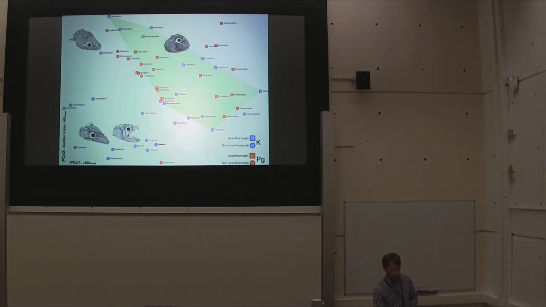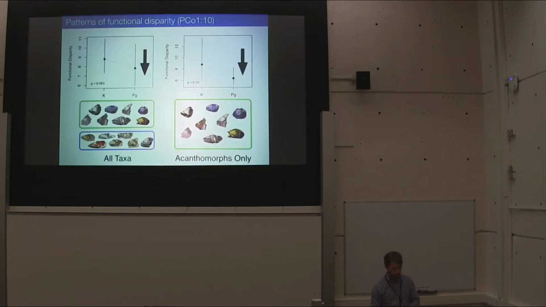However, when we look at the change in occupation between the Cretaceous and the Paleogene for acanthomorphs, there doesn't seem to be that much of a difference. So if we look at multivariate variance, summarizing all of the principal coordinate axes, we actually see that, contrary to our expectations, we don't see a significant increase in functional disparity between the Cretaceous and the Paleogene, which really surprised us.